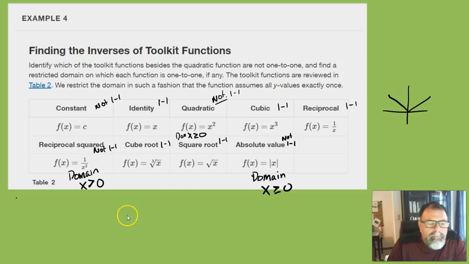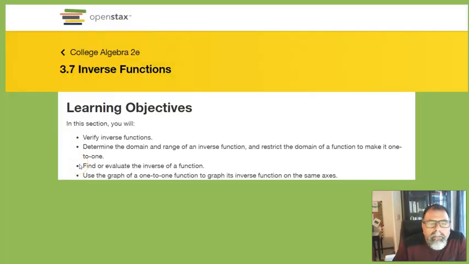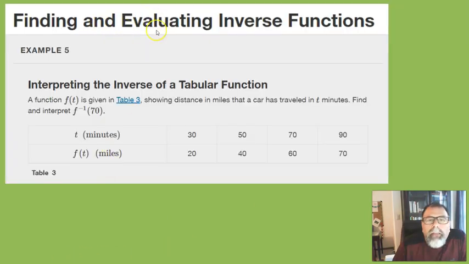Okay, the next learning objective, find or evaluate the inverse of a function. Finding and evaluating inverse functions. Example 5, interpreting the inverse of a tabular function. A function f of t is given in table 3, showing distance in miles that a car has traveled in t minutes. Find and interpret f inverse of 70. So again, remember that if we're thinking of this table, if we're going this way, this is our f. F inverse will be going the opposite direction. This would be f inverse.